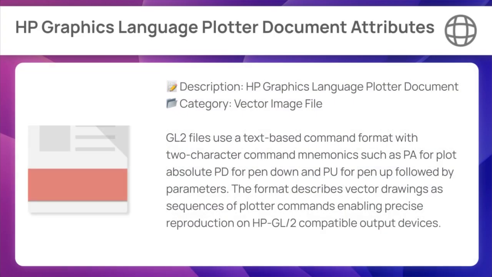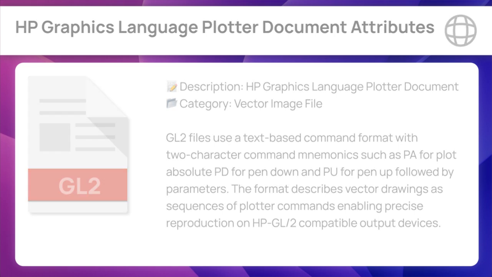GL2 Files use a text-based command format with two-character command mnemonics, such as PA for plot absolute, PD for pen down, and PU for pen up, followed by parameters. The format describes vector drawings as sequences of plotter commands enabling precise reproduction on HP GL2 compatible output devices.